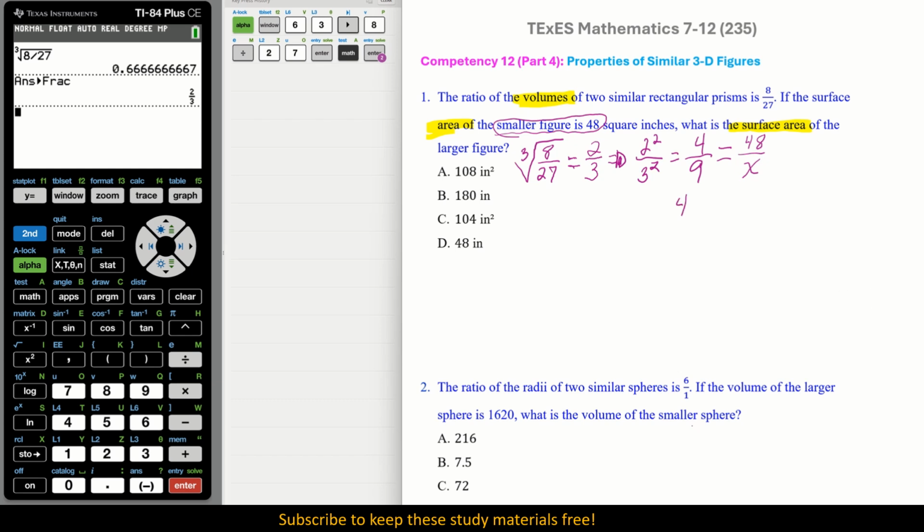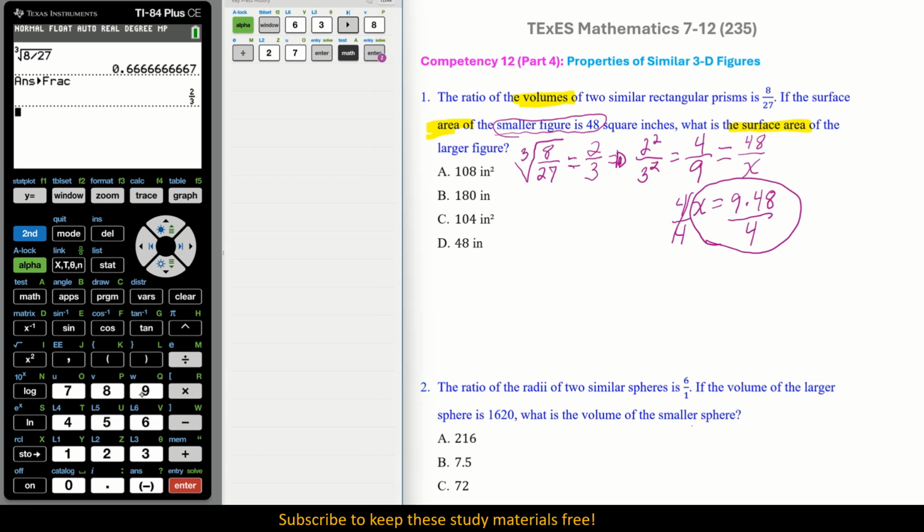So that means I need 4x equals 9 times 48. Divide both sides by 4. Cancel that out. And this is what I need to put in my calculator: 9 times 48, divide by 4, enter, 108. Now let's look at our options. I see that we only have one 108.